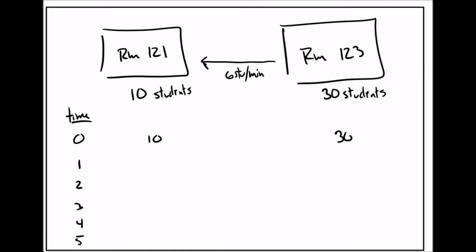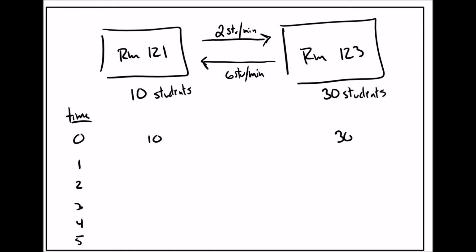Likewise, even though room 121 has a little bit more space in it, perhaps there's still some students that want to see what's going on in room 123. So there's a slow rate of students leaving room 121, perhaps at a rate of 2 students per minute. So let's look at what's going to happen after the first minute.